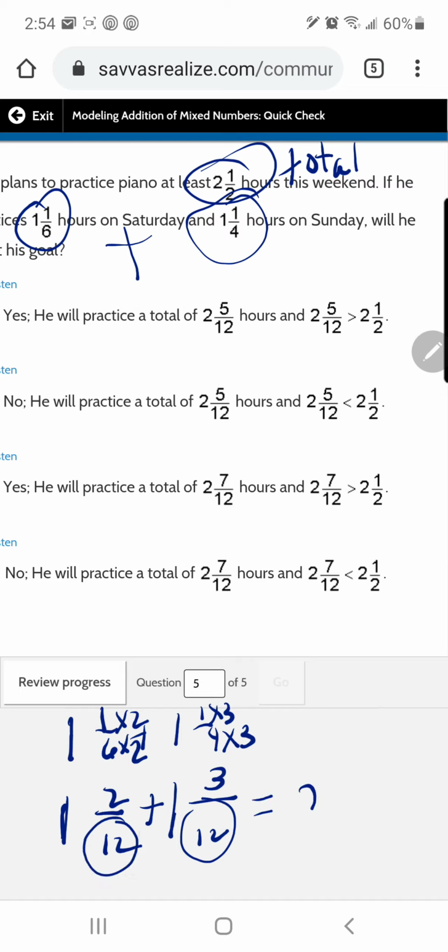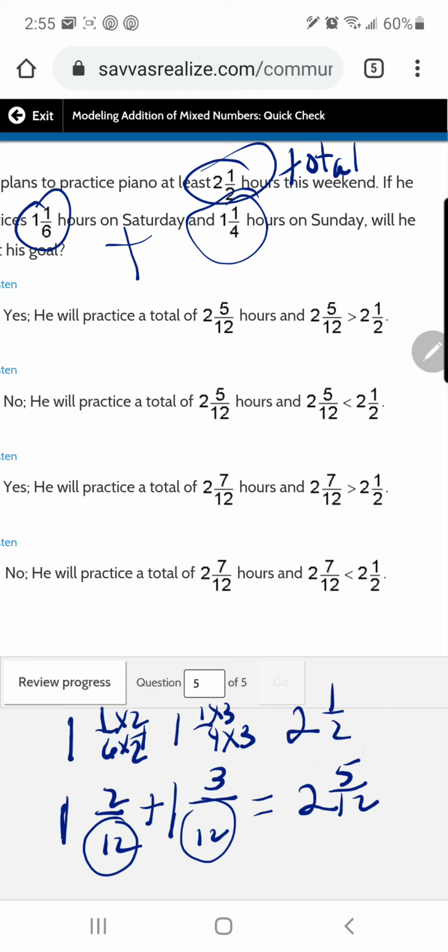Okay, so what's the answer? Add your whole numbers. 1 plus 1 is 2. Your numerators, 2 plus 3 is 5 over 12. Okay, so that's how much practice he's going to put in on Saturday and Sunday. He wants to practice for 2.5 hours. Will he meet his goal? Well, let's subtract 2 and 5/12 from 2.5.